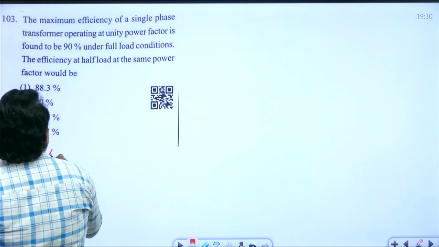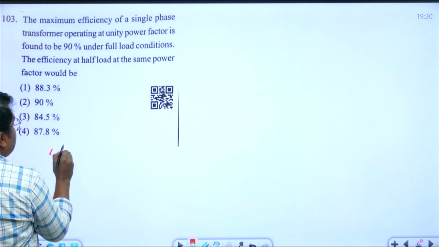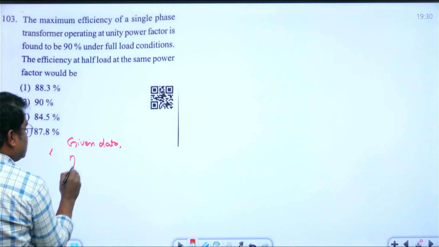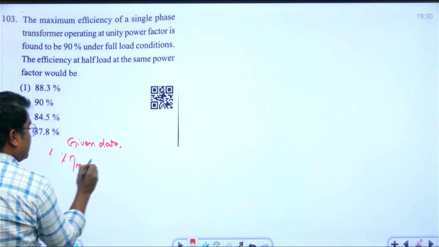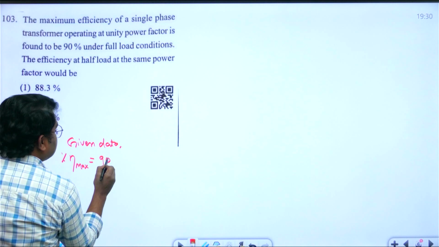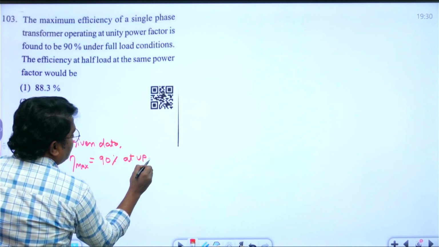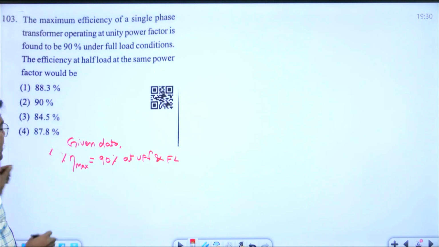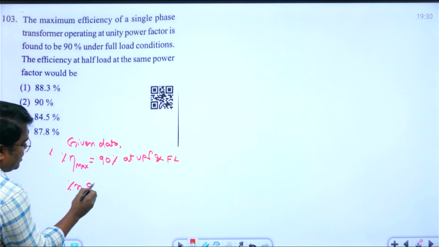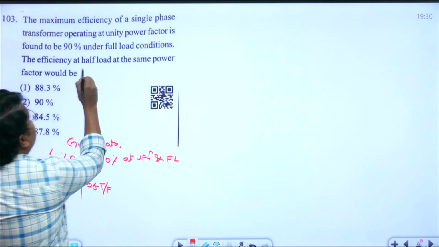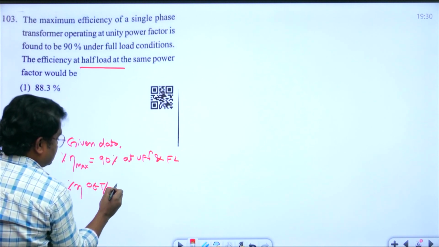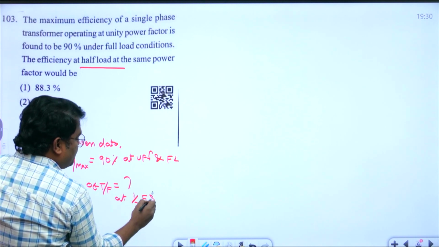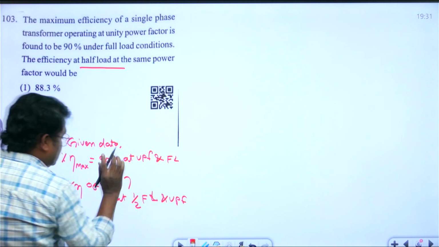Now this one is a percentage. What is the given data here? Given data in this question: the percentage maximum efficiency is equal to 90%, at unity power factor and full load condition. Now, what is the required percentage efficiency of the transformer? The percentage efficiency of the transformer at half load and the same unity power factor. So this is the requirement.